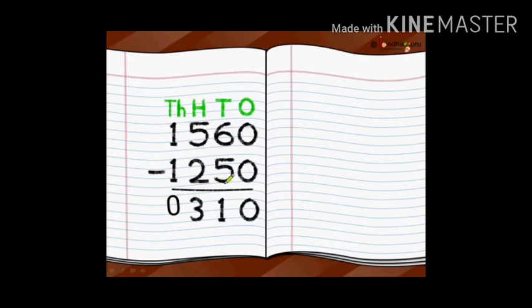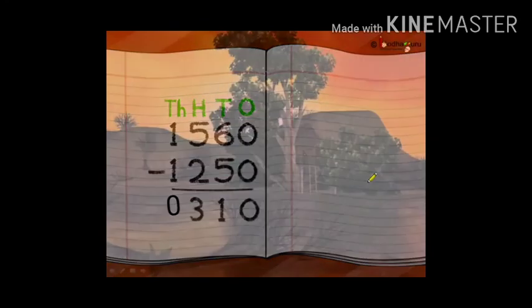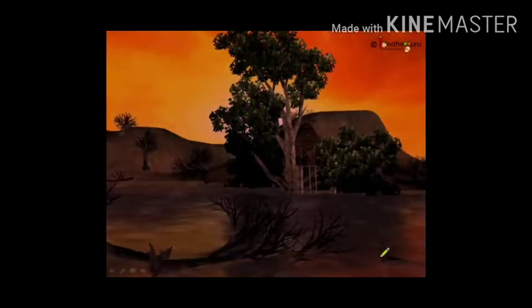So kids, the answer which we get from this sum, 310 trees, is called the difference. In a subtraction sum, the answer which we get is called the difference. So students, I hope with this story you are now able to learn how to do subtraction with 4-digit numbers. Now we will do this work in our book.